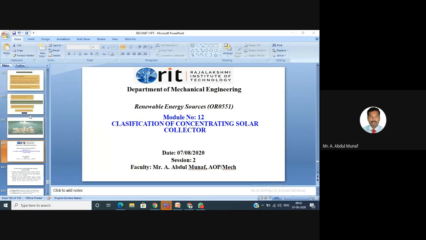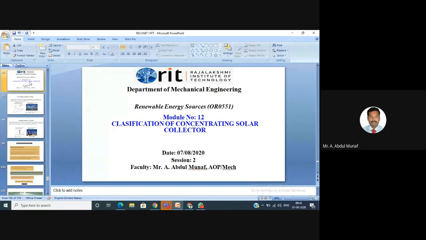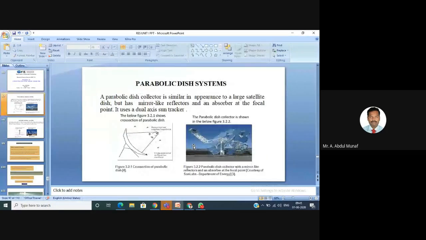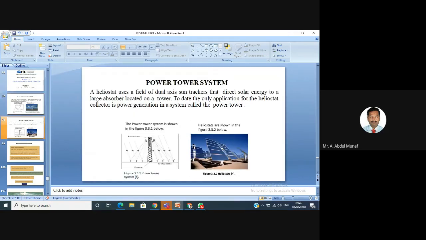In the previous class we have seen three types of concentrating collector. One is a parabolic dish, another one is parabolic trough type, and the third one is power tower system. I think this topic we have seen in the last class.